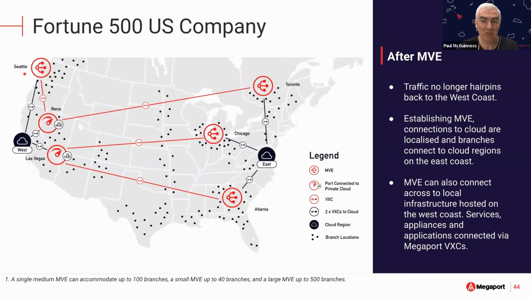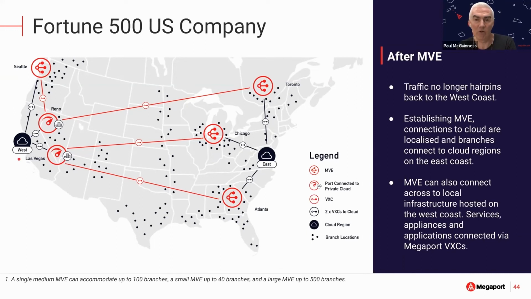We introduced Seattle, Toronto, Chicago, and Atlanta Megaport Virtual Edges, which means now these branches go to their local virtual edge, connect into their local cloud provider, but they can also get back to the applications they need to in Reno and Las Vegas over a private network. So 98+% of their journey is over that private network. And if they need to, they can actually access the cloud on the West Coast as well. So a really good improvement of the user experience for these customers when they deployed this.